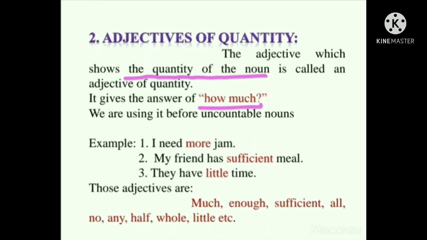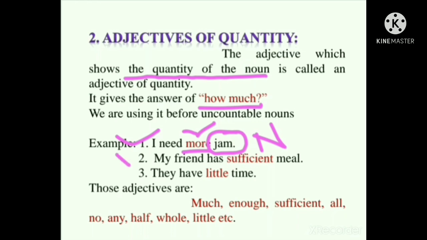For example, see here, the first example is: I need more jam. In this example, more is an adjective of quantity, because here jam is a noun, and this is an uncountable noun. And the second trick which I told you is, if I ask the question to this jam, how much jam, then the answer will be more, and that is an adjective of quantity.